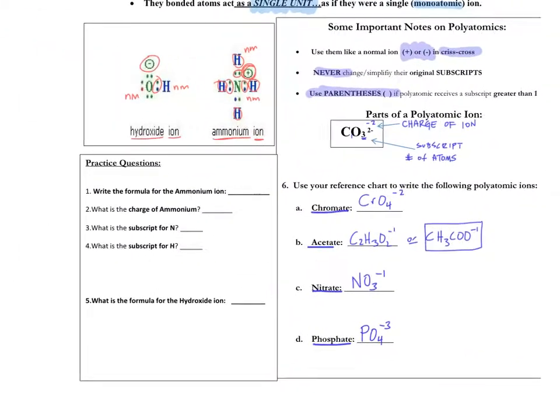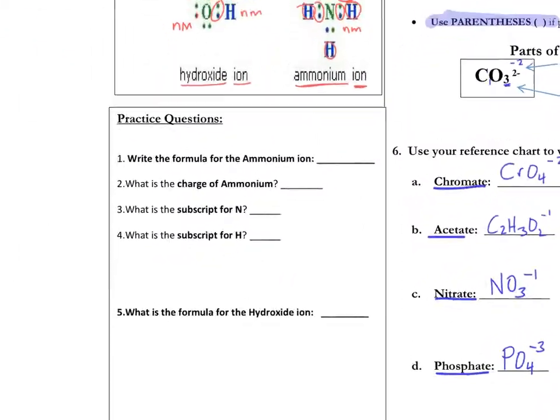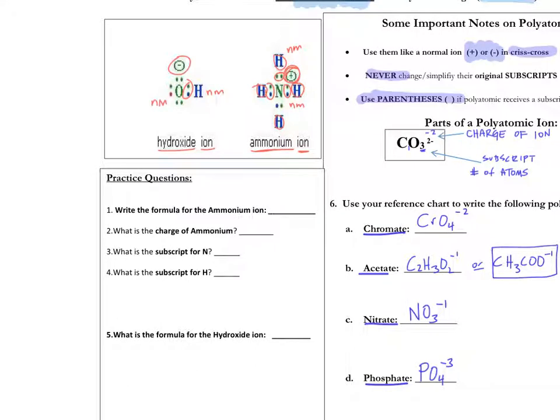All right, now let's look at the left side. We're referring to the diagrams that we saw up above. It says write the formula for the ammonium ion. So the ammonium ion was here on the right, and you notice there is 1 nitrogen surrounded by 1, 2, 3, 4 hydrogens.